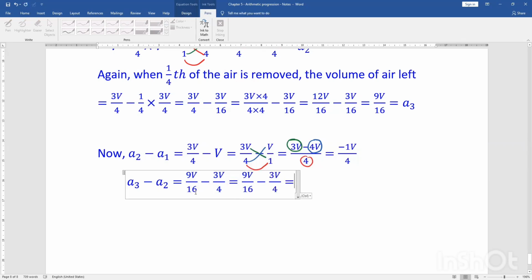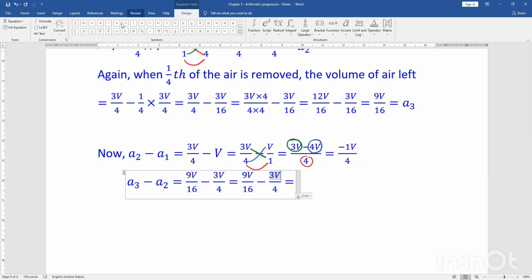Now 9v by 16. Both 16 and 4, the LCM is 16. So I should convert both fractions to the same denominator, 16. The first fraction I don't touch; let it be as it is. But the second fraction I'm going to multiply by 4, both numerator and denominator. So 9v by 16 I write as it is. Now 3v into 4 gives minus 12v, since 3 into 4 is 12, and 4 into 4 is 16.